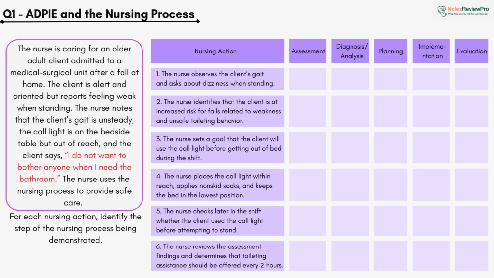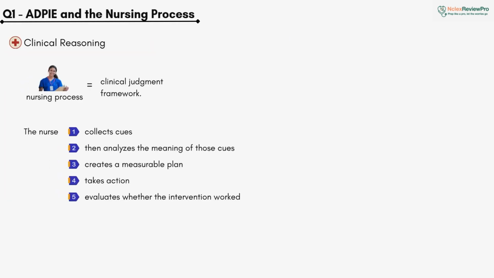The correct answers are: number 1 is assessment. Number 2 is diagnosis or analysis. Number 3 is planning. Number 4 is implementation. Number 5 is evaluation. And number 6 is diagnosis or analysis. Now let's walk through the clinical reasoning.